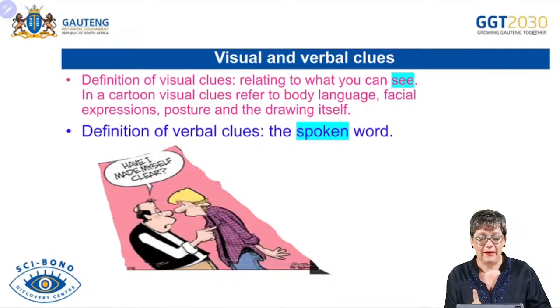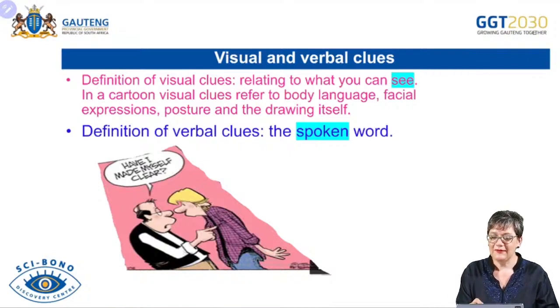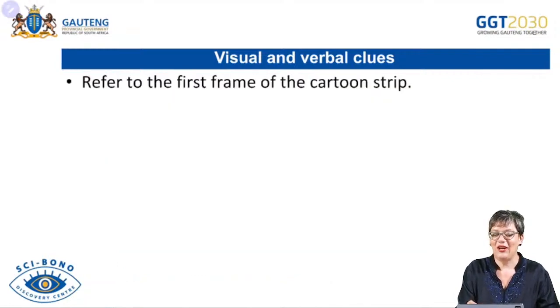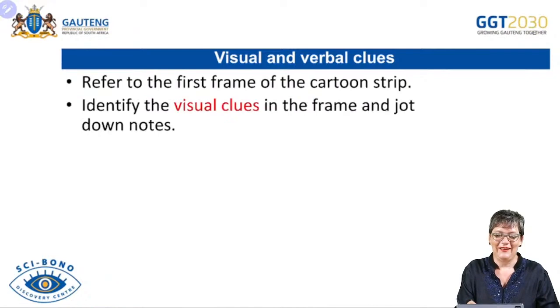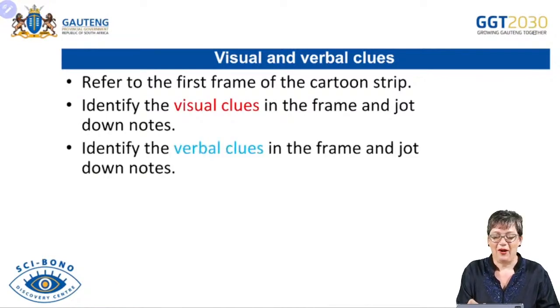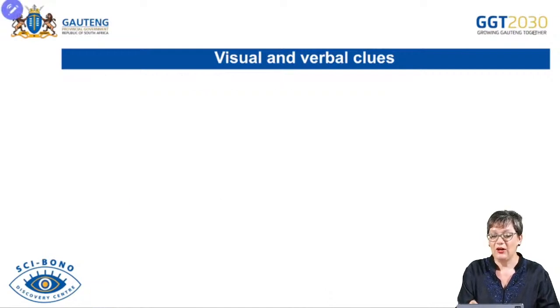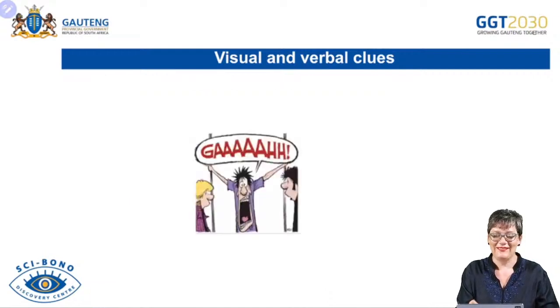Now, in the exam, you'll be required to identify visual and verbal clues. So let's quickly run through them. Visual clues are the things that you can see. And verbal clues are the words. Let me show you how quickly this works. I'm going to show you a frame, and I want you to write down all the visual clues you can find and all the verbal clues. Now you can do this as an exercise when you have time. Do this when you're analyzing advertisements. Cartoons. Let's check.